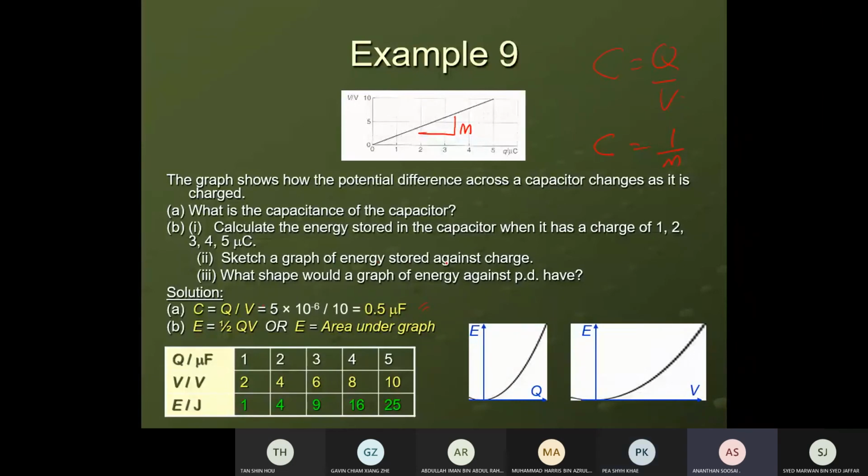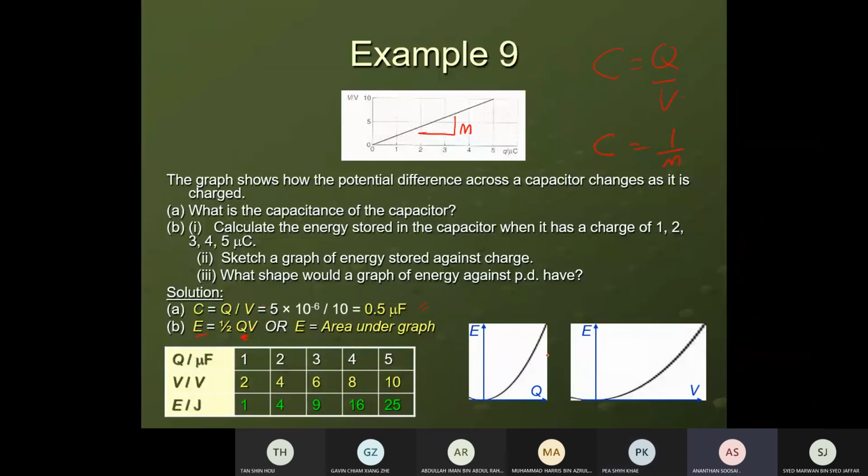So sketch a graph for energy stored against charge. So energy against charge, you use E equals half QV. So if you use E equals half QV, E versus Q, okay, E versus Q, right? Sketch a graph of energy stored against charge. You draw E versus Q. You can't use this formula.